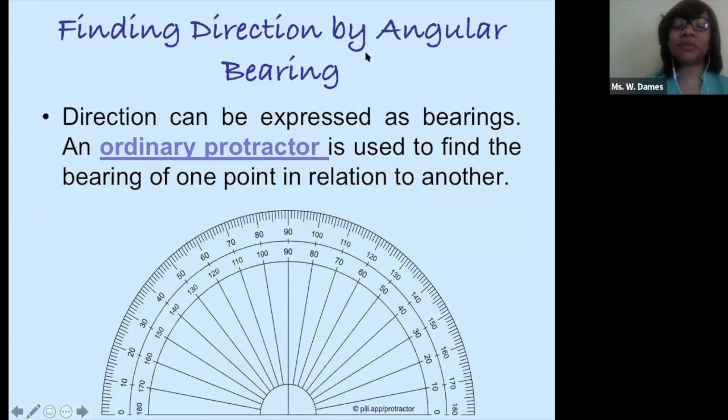So let's talk about finding direction using angular bearing. Of course, math work is kind of hard trying to do it by way of the computer, so I just tried to stick some things in there to assist you.